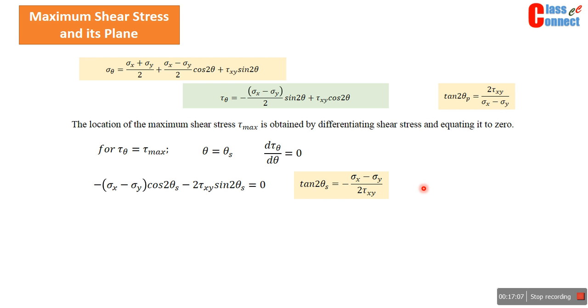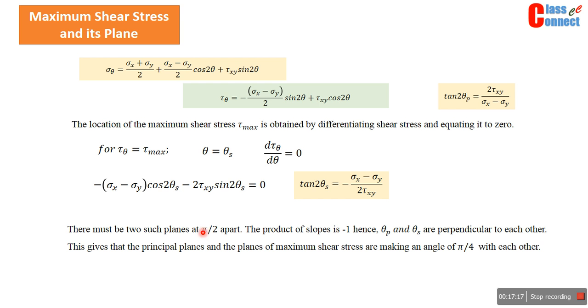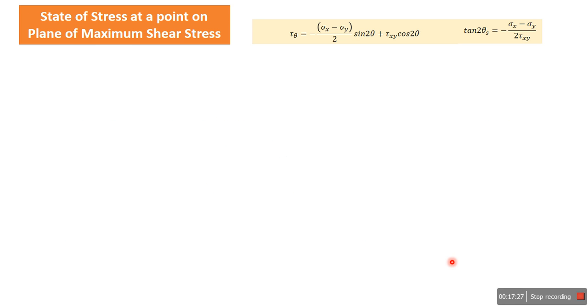It means that 2 theta p and 2 theta s are perpendicular to each other. It means theta p and theta s will be at 45 degrees. So once we obtain the principal plane, we can mark the plane of maximum shear stress at a distance of 45 degrees. So let us mark the state of stress at a point on the plane of maximum shear stress.